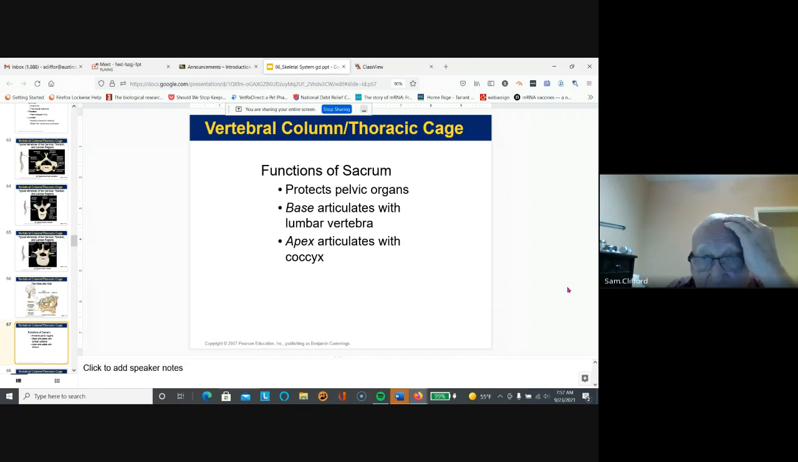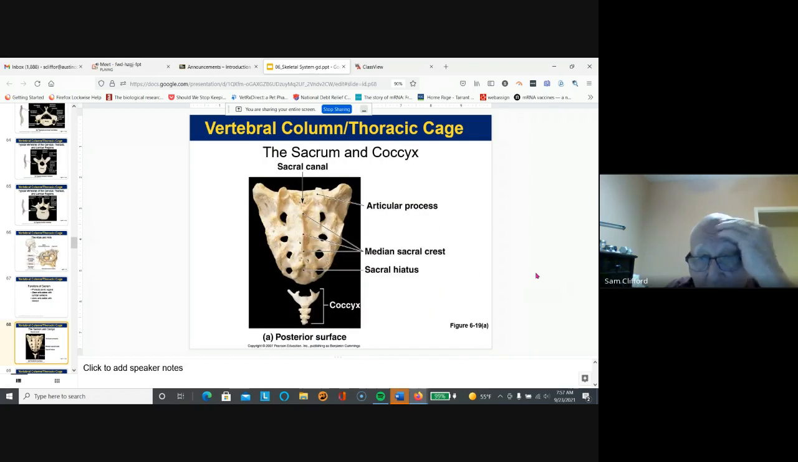Okay, we're moving to the sacrum. It protects the pelvic organs. The base connects to the lumbar vertebrae, and the tailbone is at the base of the sacrum. So what's that look like? So here's your fused sacrum. The coccyx is the tailbone.